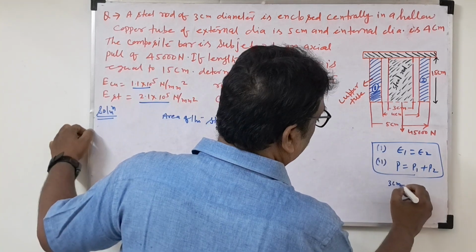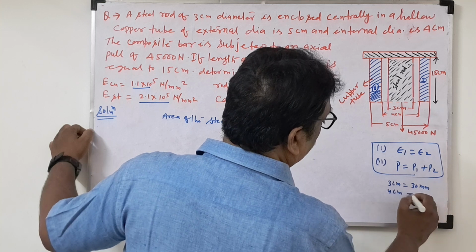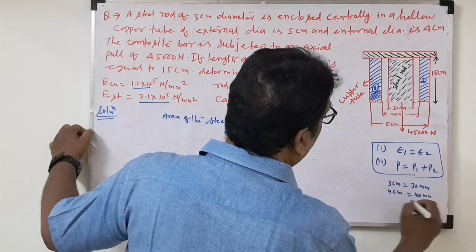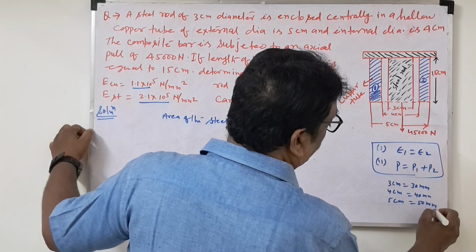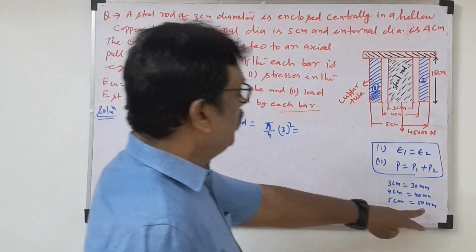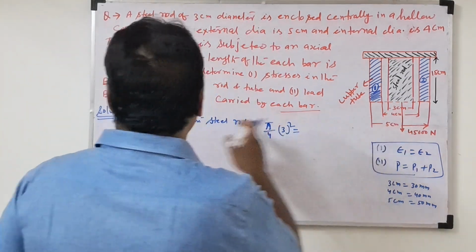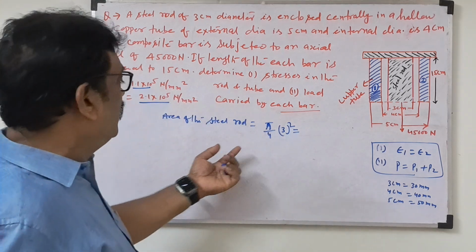3 centimeter will become 30 mm, 4 centimeter becomes 40 mm, and 5 centimeter becomes 50 mm, because 1 centimeter is equal to 10 mm. So we will convert to mm. If you want to keep centimeter, then you have to change the Young modulus unit. So we will do whichever is the easy work.